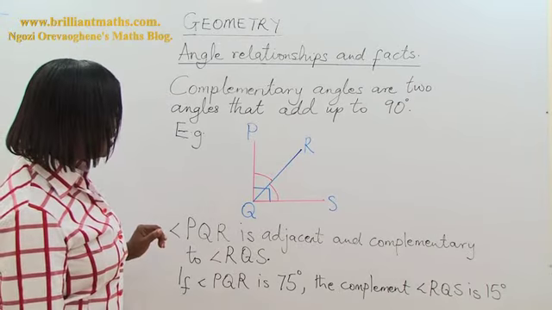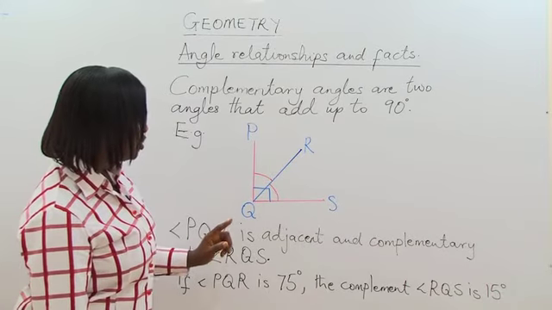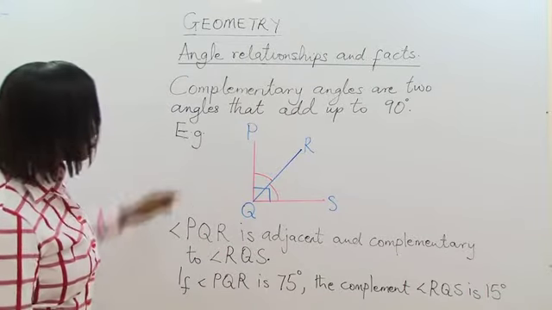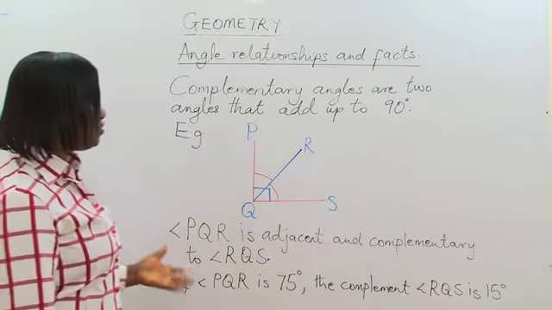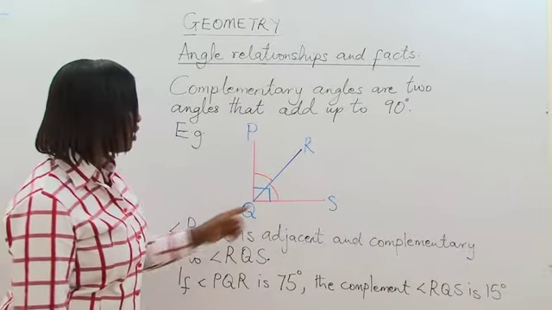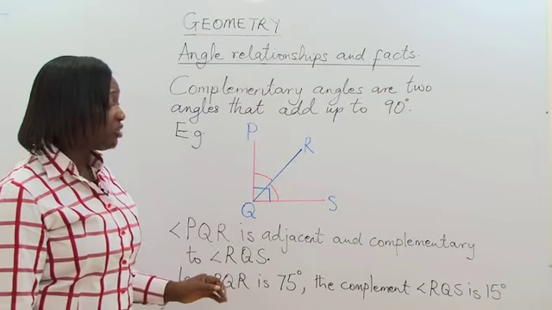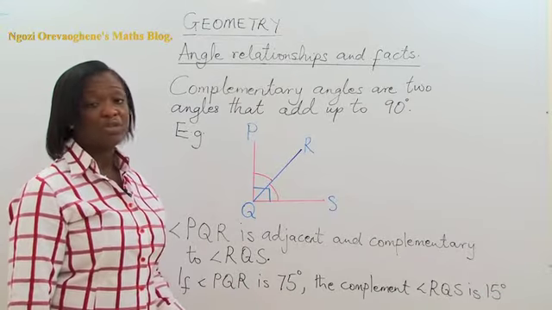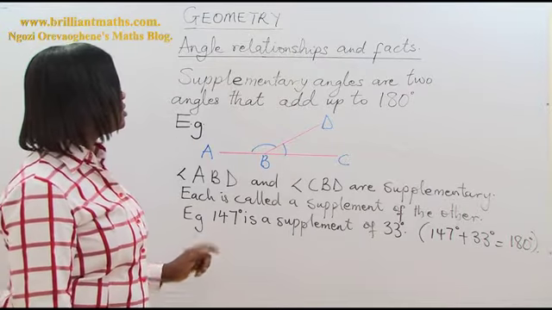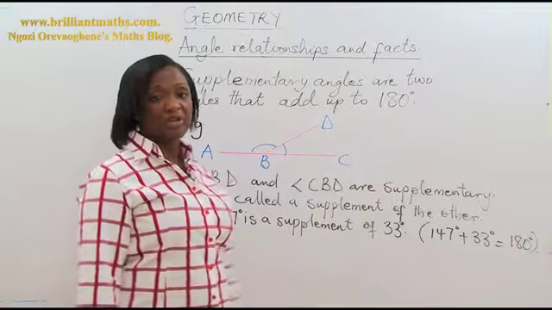So we write it as angle PQR is adjacent to angle RQS. So if angle PQR, assuming, is 75 degrees, the complement of that angle is angle RQS. It will be equal to 90 degrees minus 75 degrees, which is 15 degrees. Next is supplementary angles. Supplementary angles are two angles that add up to 180 degrees.